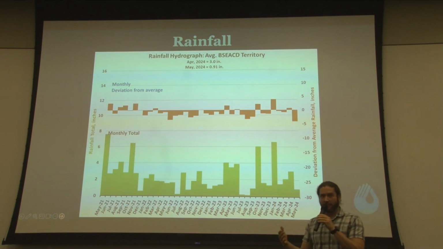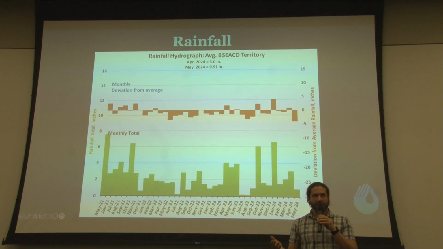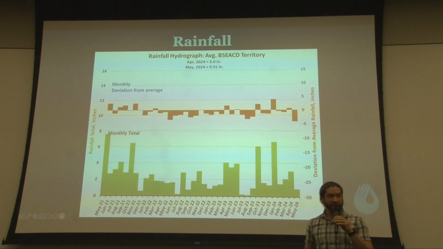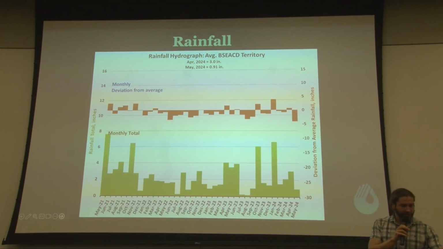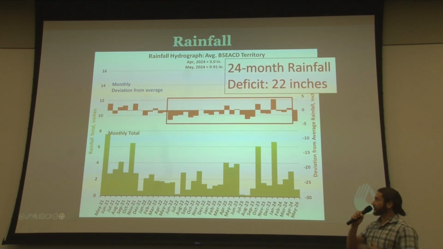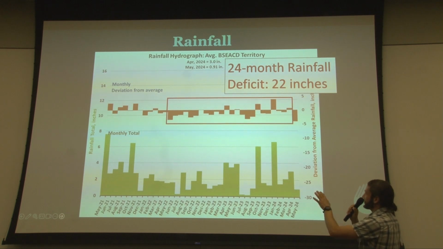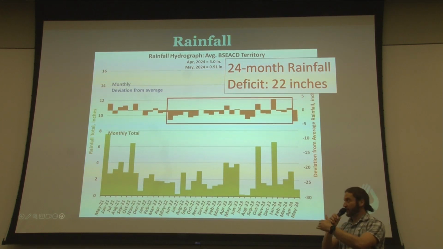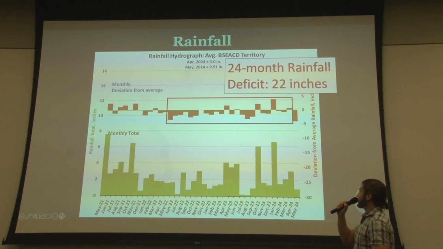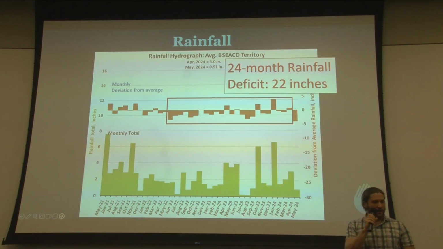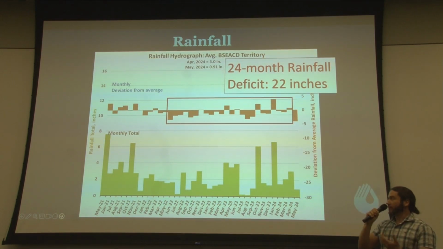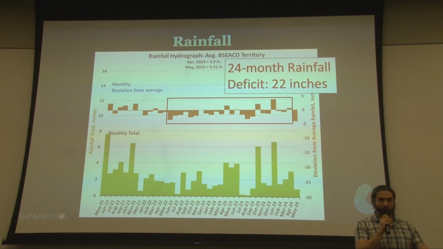So this is basically a different way to visualize the data that was presented in the last presentation. But you can see the overall trend is, if we look back at the last 2 years and sum up all of these bars, most of the bars are below average rainfall for that particular month. And if you sum them up, we've got a 24-month deficit of 22 inches. So we haven't really been getting the rainfall that we need to fully recover and be able to say that we're out of drought.